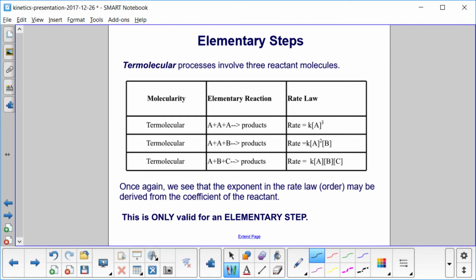So in the second example, involving 3 reactants, I have A plus B, or 2A plus 1B. So we get a rate that says k times the concentration of A squared times concentration of B, or they could all 3 be different, A plus B plus C. So the rate is equal to k times the concentration of A times concentration of B times concentration of C.